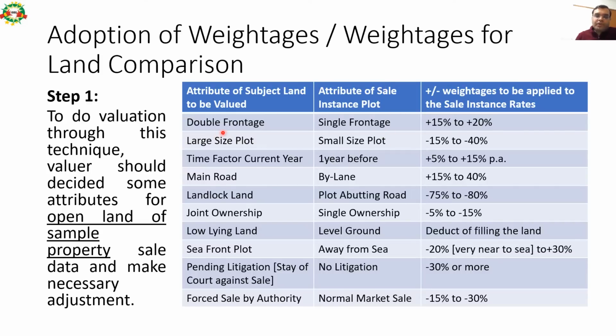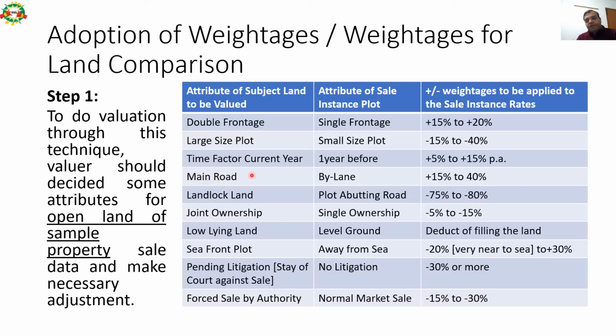So for example, the plot which is required to be valued by us is of double frontage, and the sales instance data we have, the sample property whose data we have collected for valuation, had single frontage. So the property which is required to be valued by us would have higher valuation because of this parameter, maybe say 15 to 20% we can assume. Then if the plot which is required to be valued by us is of large size, however the plot size of the sample property was small, so normally very large size plots carry less property value, so we may discount the property price by 15 to 40%.